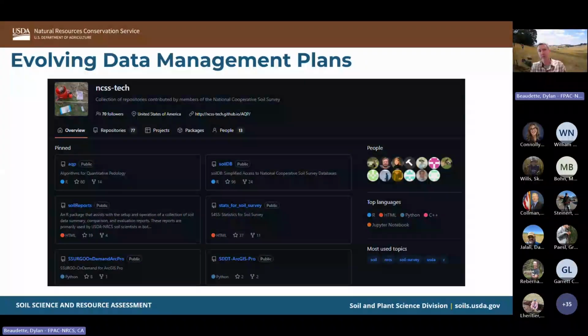Well, the NCSS Tech GitHub organization is one way of collating these different GitHub repositories. But I also think there's a lot of room for improvement here for our staff to better communicate with our cooperators and each other on how to organize these repositories and document them, and have metadata flow around to where it needs to go. But it is something that's there, and I think it's something that we can make use of.